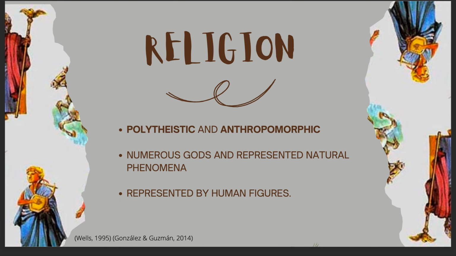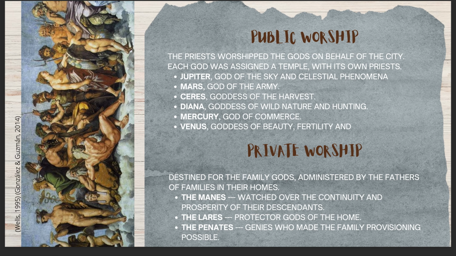Talking about religion, it was polytheistic. They had numerous gods, and they were anthropomorphic. The gods were represented by human figures. It was divided into public worship and private worship. In public worship, the priests worshipped the gods on behalf of the city, and each god was assigned a temple with its own priest.